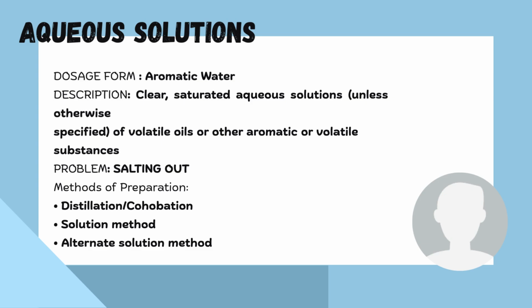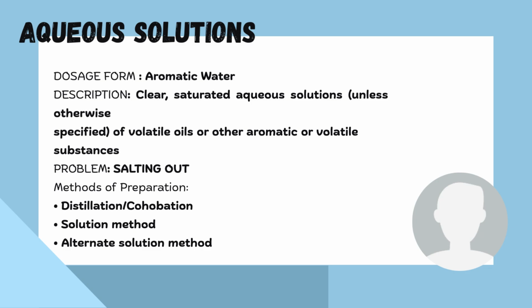And then there are three main methods to prepare aromatic waters. First, distillation or cohobation method. The volatile substance is distilled with water and the distillate is collected. If some oil separates, ibalik siya sa distillation flask. This is called cohobation. It produces clear and stable aromatic water, and it is the best method for high quality products.